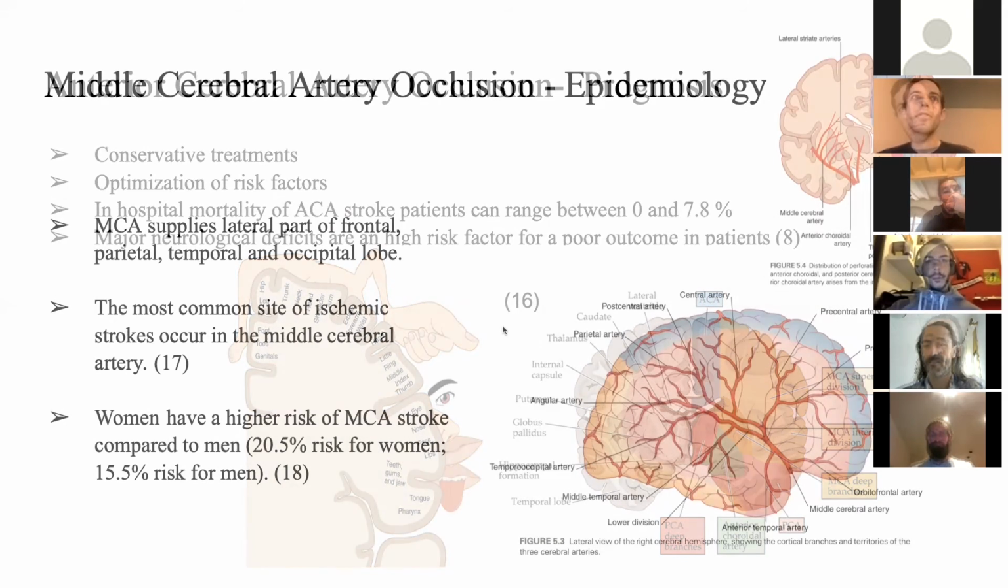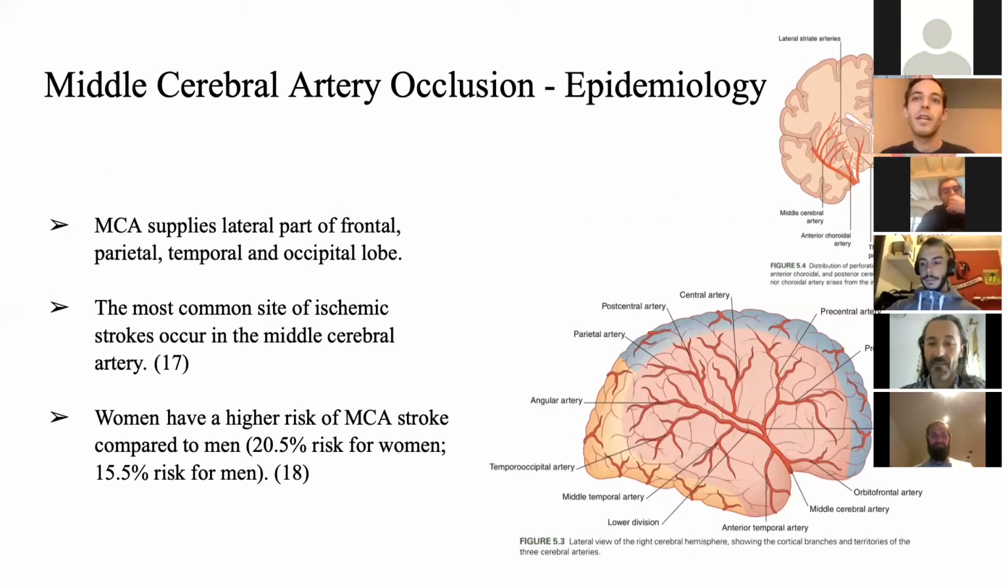So the middle cerebral artery occlusion is very clinically relevant because it supplies a wide area of the cortex. It is the most common site of ischemic strokes, and it is more common in women compared to men, with a 20.5% ratio in relation to 15% in men.